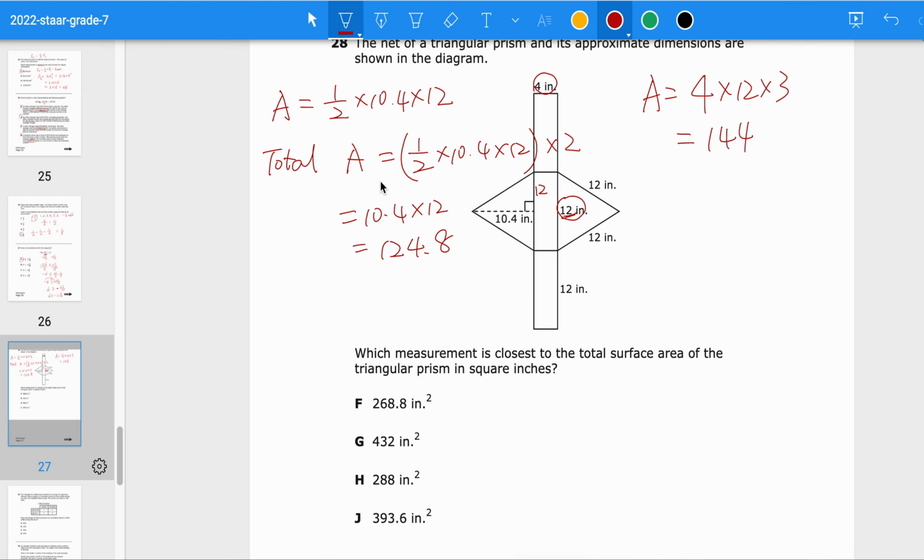So we need to add them together. It's 124.8 plus 144, which is 268.8. F is the correct answer.